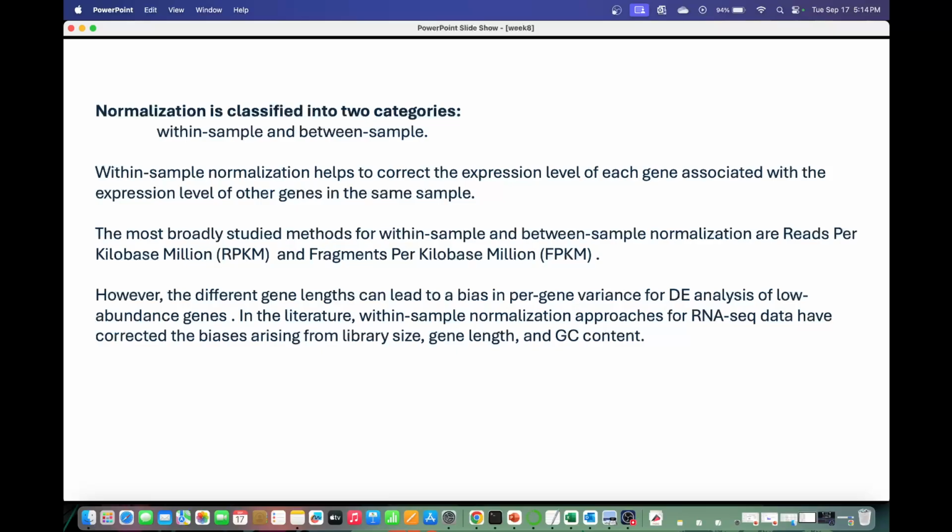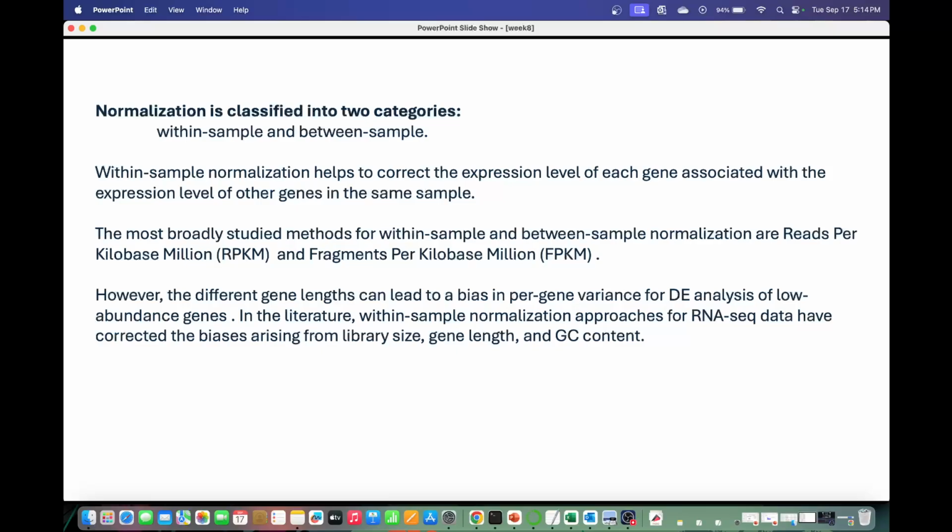However, the different gene lengths can lead to a bias in per gene variance for differential expression analysis of low abundance genes. In the literature, within sample normalization approaches for RNA-seq data have corrected the biases arising from library size, gene length, and GC content. So on one hand, you have within sample normalization.